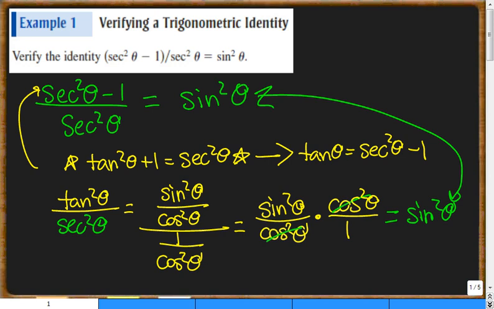So this is proof by using one of my identities and then just doing some simple math that I can use to get from one side to the other.